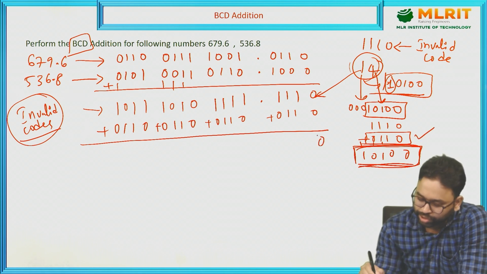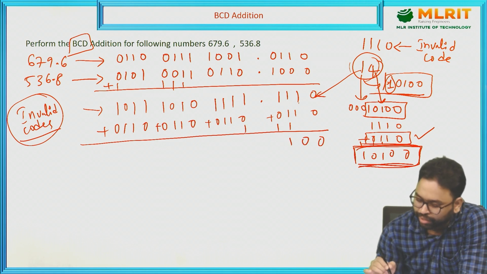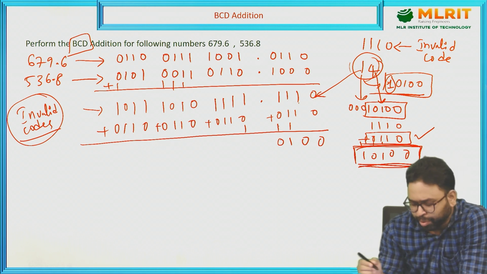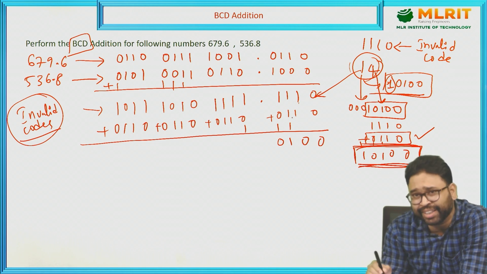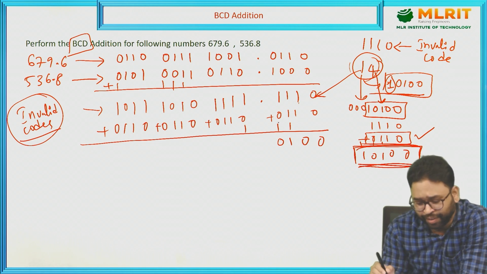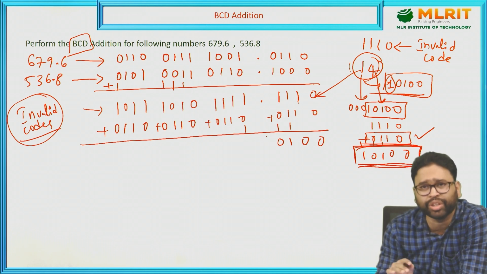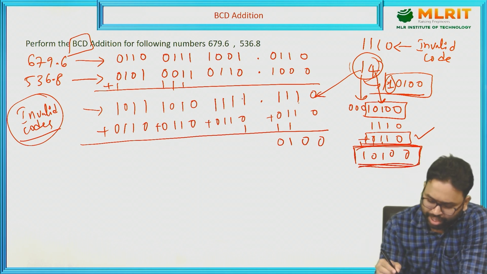0001 1110, 111, it is 1111 again. We are carrying here. In this case, people might be thinking that right now we are carrying some value, right? But we are correcting the result. In that case, even if it is generating some kind of carry, you don't need to add an additional 6 again. Okay, now let's perform the rest of the addition.